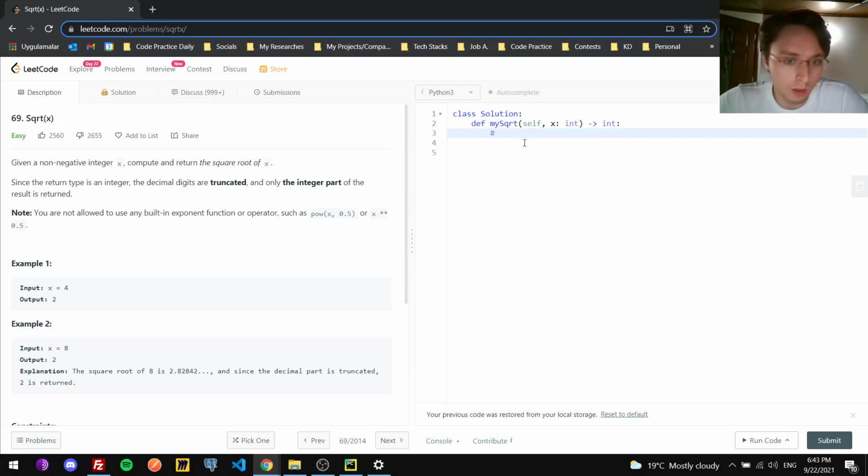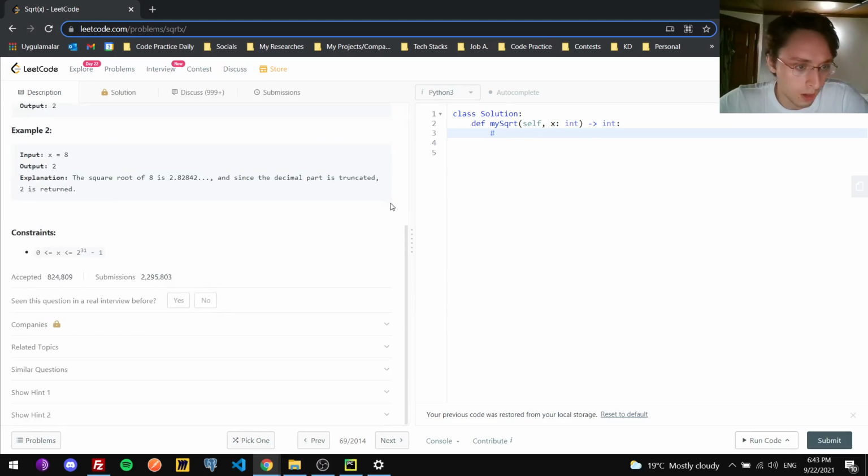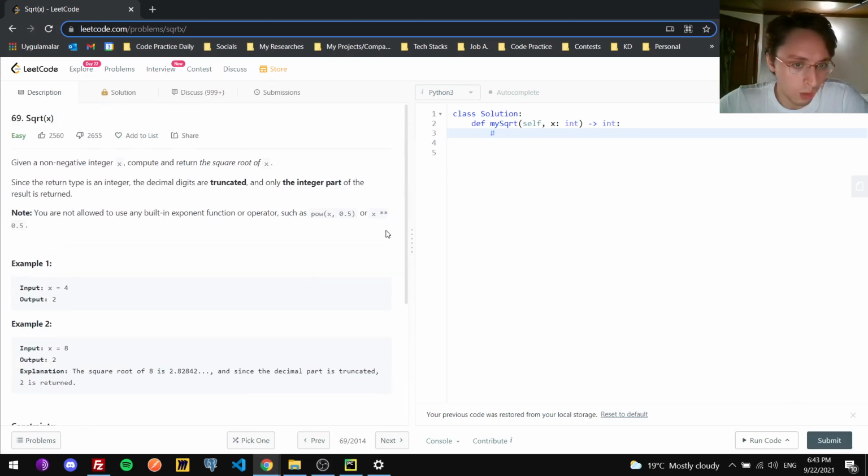Okay, let's clarify this question. So we have a non-negative integer x, that is, when we take the square root of it, we just truncate the decimal. Let's say that we have 10. Then the result will be 3 because it is 3 point something. So we will return 3.